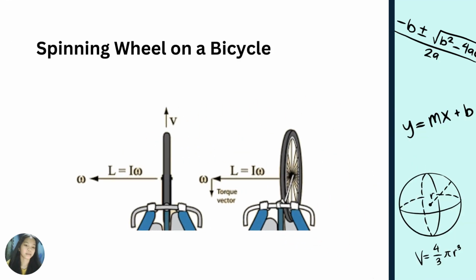So this is the example: a spinning wheel on a bicycle. Imagine a bicycle in motion, especially focusing on the rotation of its wheels. As a cyclist pedals, they apply a torque on the bicycle's wheel. This torque results in the wheel's rotation, creating both translational motion, the forward movement of the bicycle, and rotational kinetic energy in the spinning wheel.